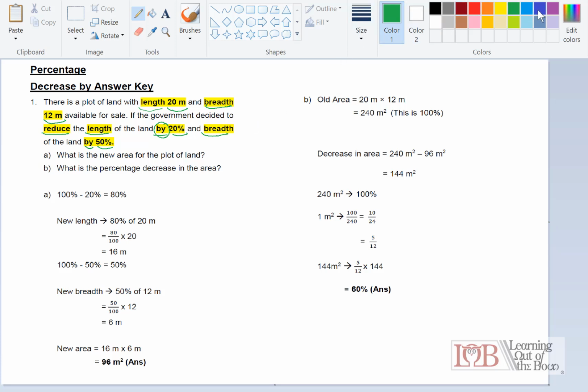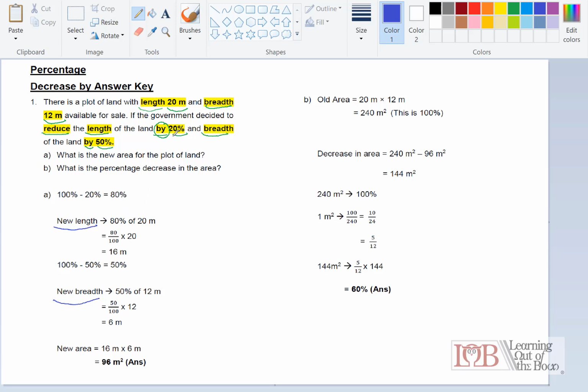Okay, let's do some backtrack. To find the area of the plot of land, and you know that this is a rectangular piece of land, you need to take the length of the land times the breadth of the land, right? So you need to find the new length, and then you also need to find the new breadth. So this is step 1 of the thinking process. Let's find one at a time. Don't rush through. Okay, let's go for the length.